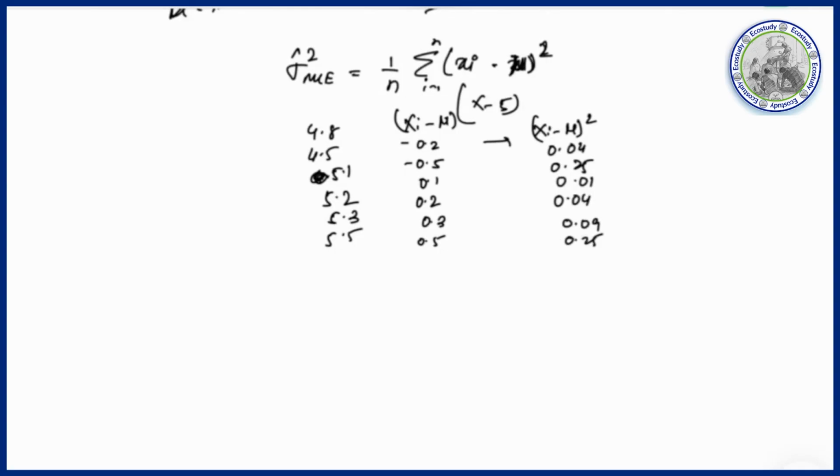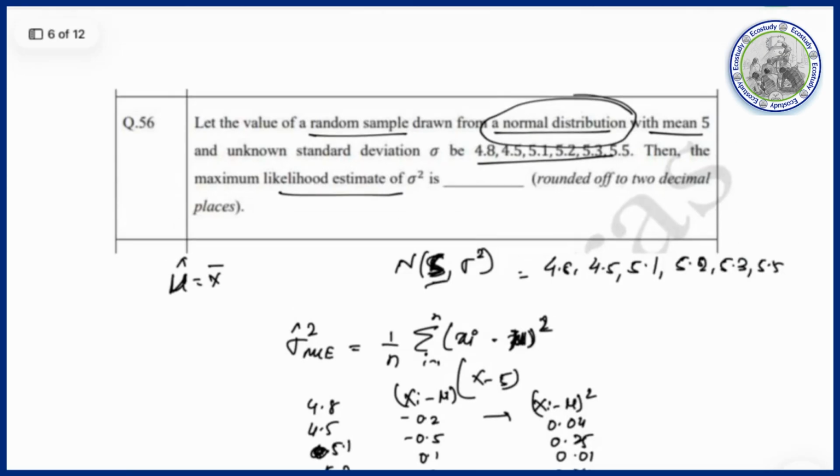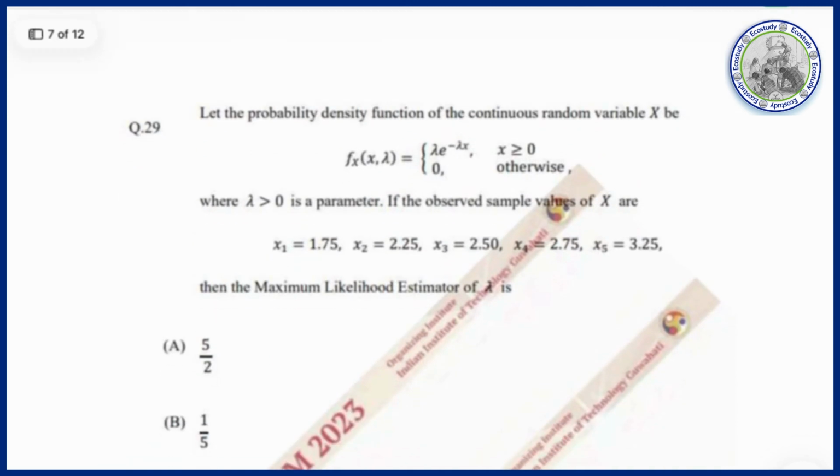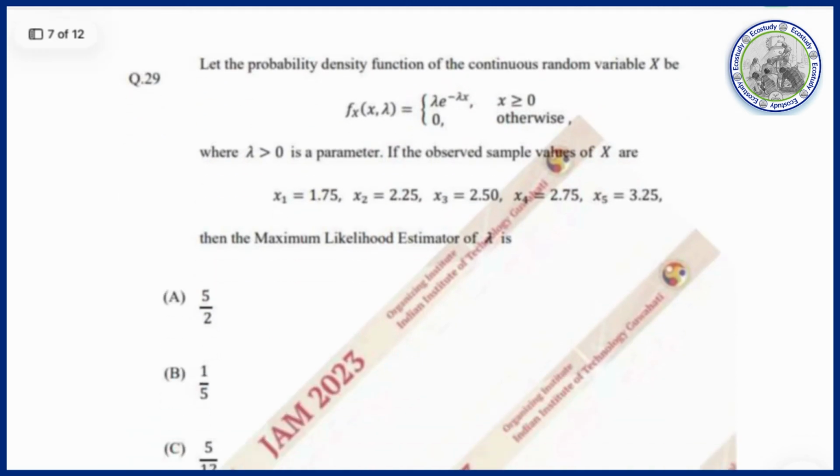Now add them. It will be 0.68. Sigma squared will be 0.68 divided by 6, that is 0.1133. So this is your estimate. Rounded to two decimals, the answer will be 0.11. Simple.